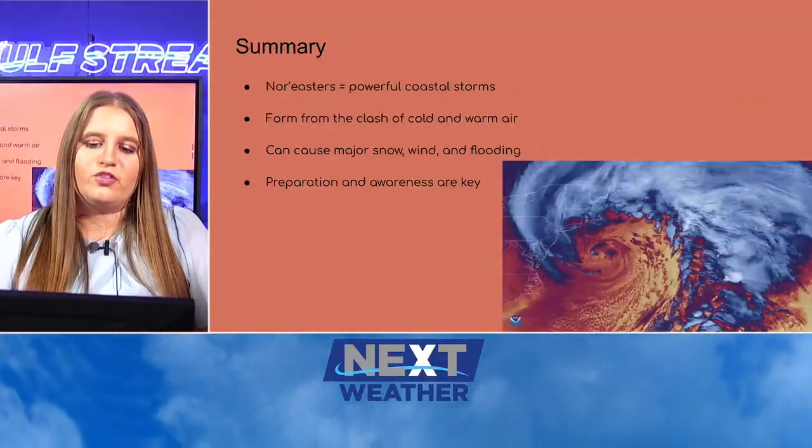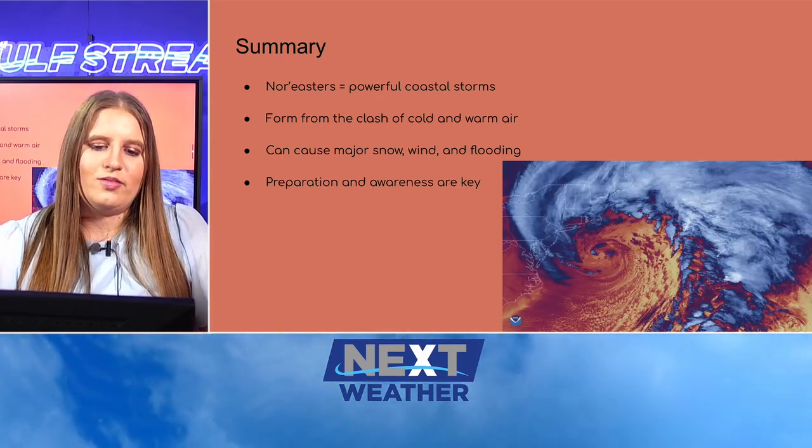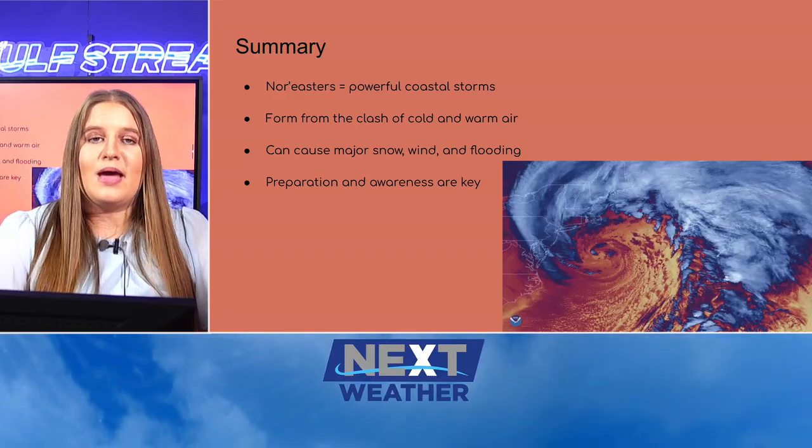Overall, in summary, nor'easters are among the most powerful winter storms on the East Coast. Understanding how they form and what they do helps us prepare for their impacts and stay safe.